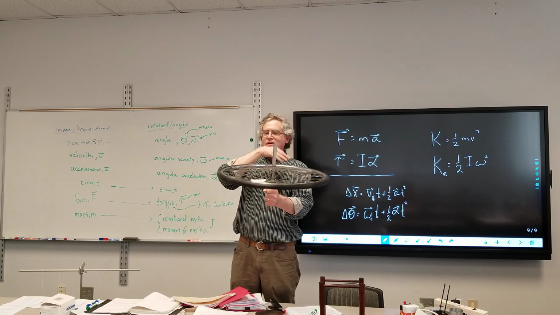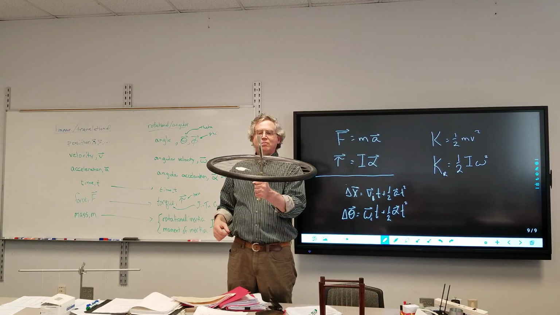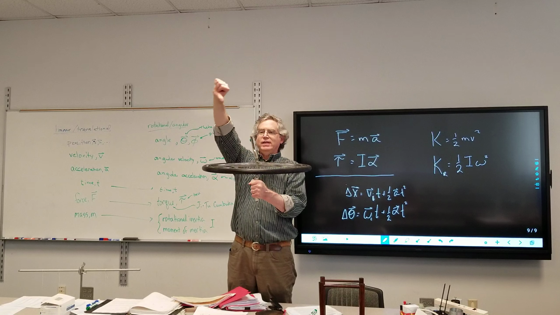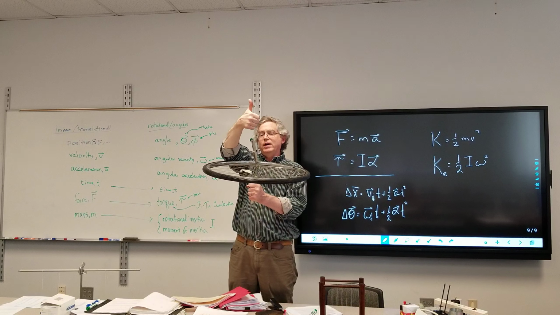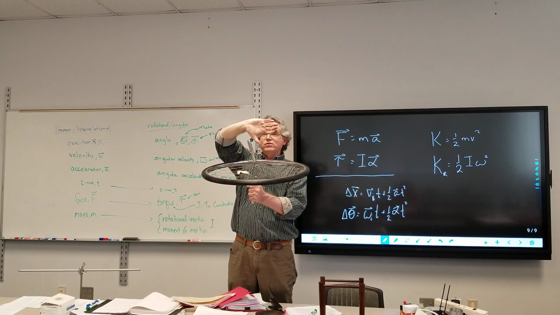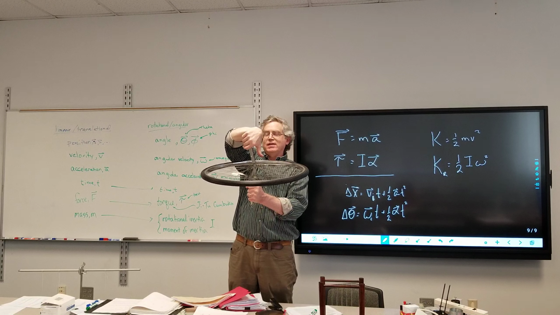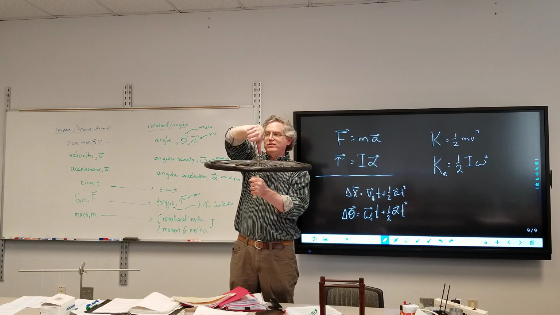If I spin it like this, the angular velocity, again, my axle is now vertical, so my thumb's either going to point down or point up. I want my fingers to curl in the direction of the spin, which is like that. My thumb's pointing down, so the angular velocity is down.